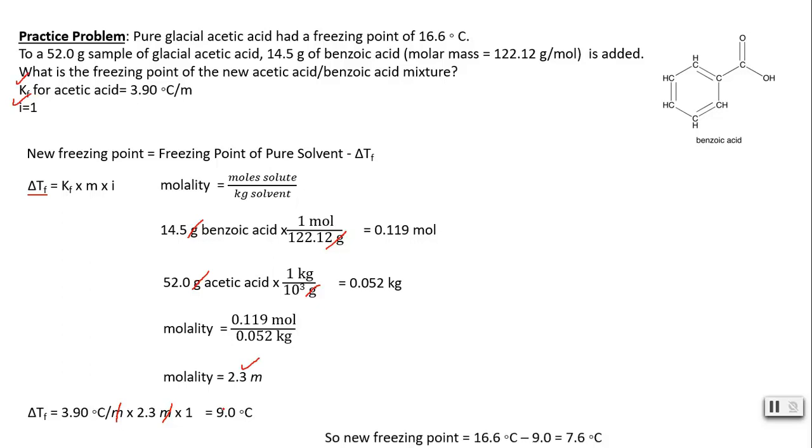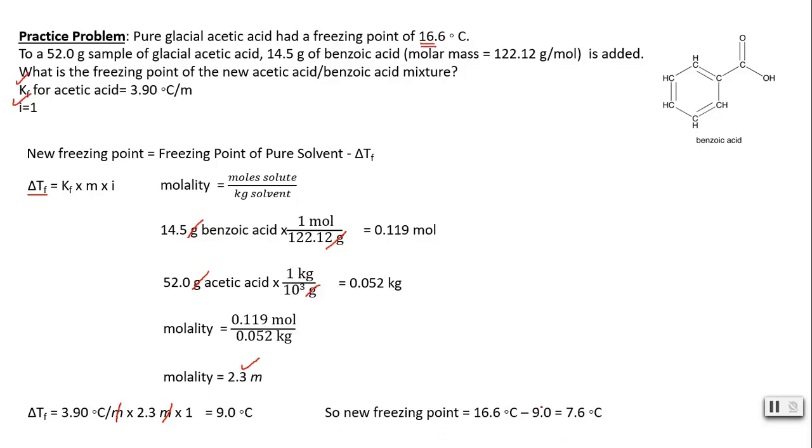So that means our new freezing point is the freezing point of the pure solvent, the 16.6, minus delta Tf, which we just calculated is 9. And so our new freezing point for our glacial acetic acid benzoic acid mixture is 7.6, which is lower than what we started with, which is what we expect, because when you add an impurity, that lowers the freezing point.